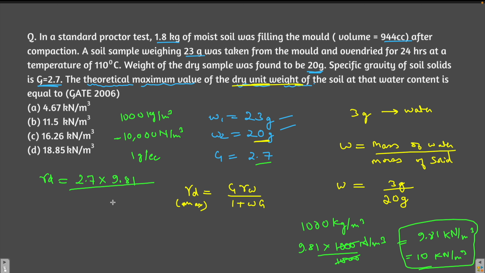And what is the value of w? W is 3 by 20, right? 3 by 20, and this G is again 2.7. Now if you solve this, you will get the answer. I'm just writing the answer, I'm not calculating. So you will get the answer as 18.85 kilonewton per meter cube.